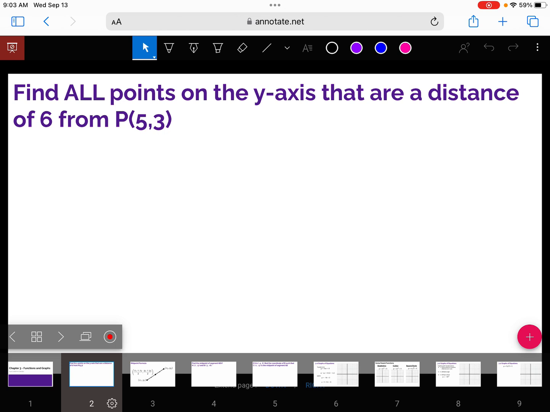So we're going to work with a problem like one on the homework. We never did one like it, so I wanted us to do one very much like it. Find all points on the y-axis that are a distance of 6 from this point.